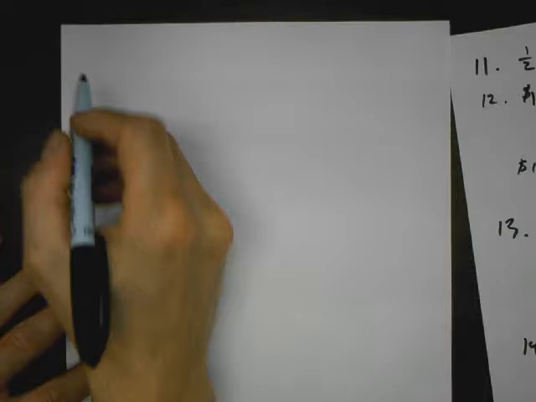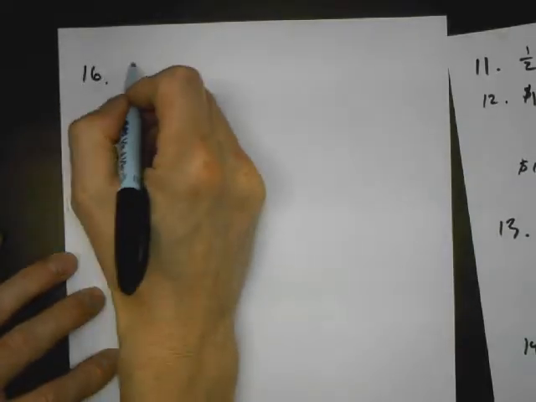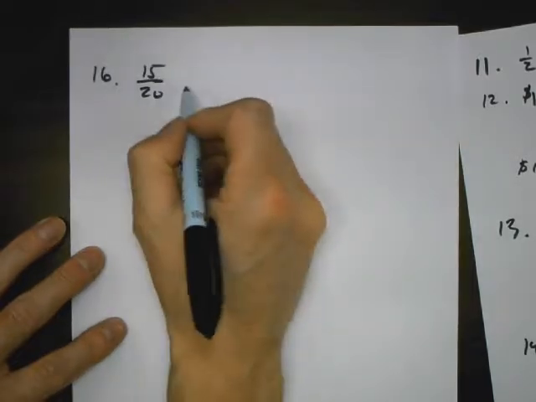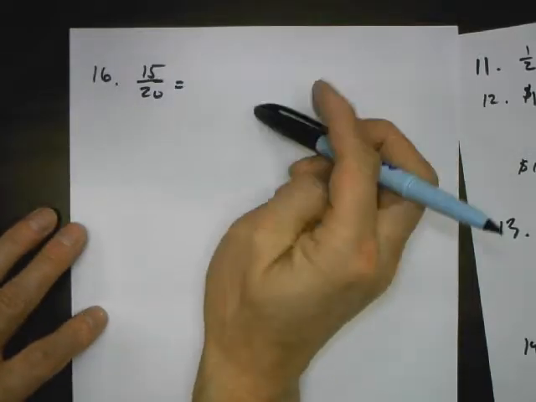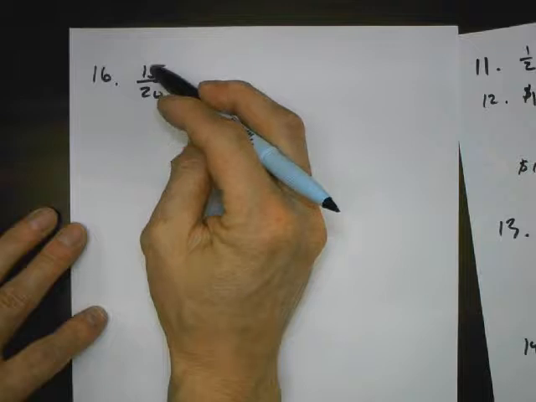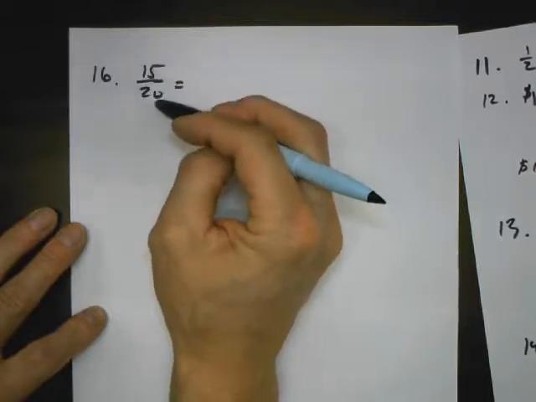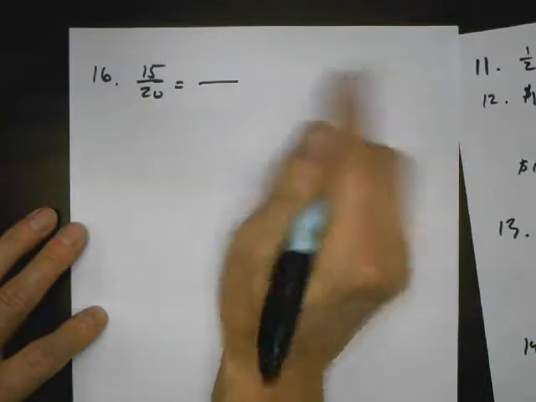Number 16 says, if you scored 15 out of 20, what's your grade? So 15 out of 20 means 15 over 20, right? What's your grade mean? What's the percent? We use percent proportion. It's is over of, part over whole. Whole means all the test questions possible.